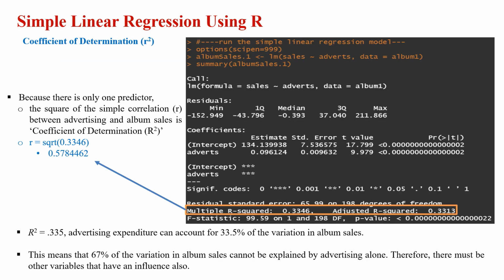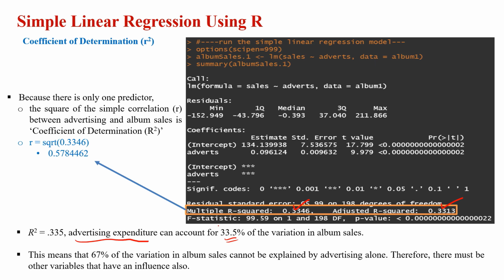Now, as you can see in the same output which I have shown you earlier, over here we can see the values of R square and adjusted R square. So the value of R square is indicating what? That approximately 33.5%, or 33.46%, of the variation in the album sale would be due to the advertisement. Or you can say that advertisement can explain 33.5% of the variation in the album sale. So the remaining 67% of the variation we don't know.